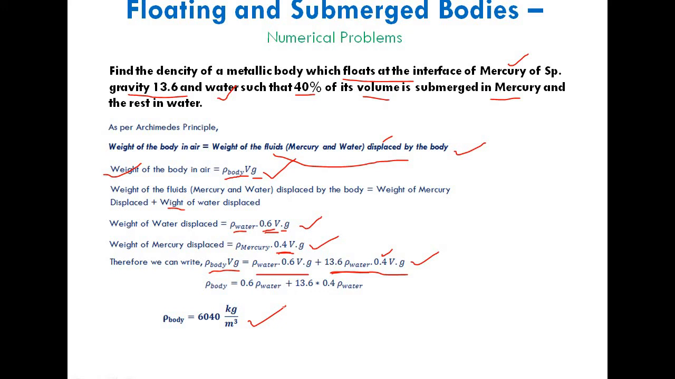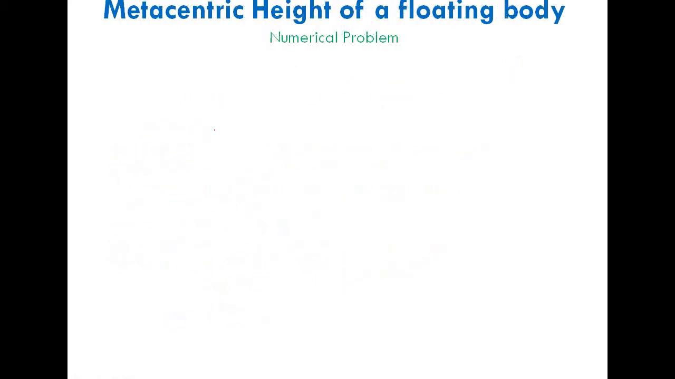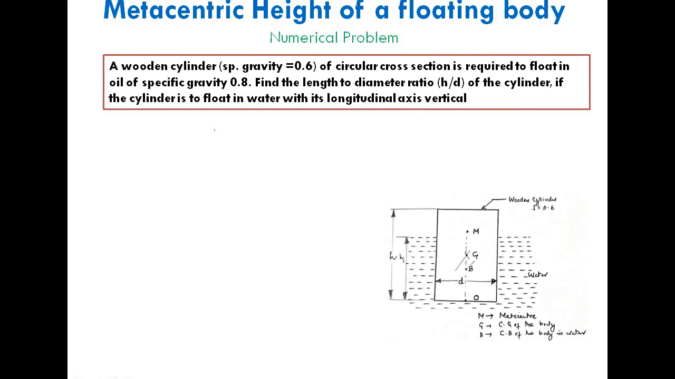So in this problem we have used only the Archimedes principle. Always remember it is the weight of the body not in water but in air that is equal to the total weight of the fluids displaced. If we have two fluids, we have to add together the respective weights displaced by each fluid. In this way you can find out the density of the body. We'll move on to another problem.